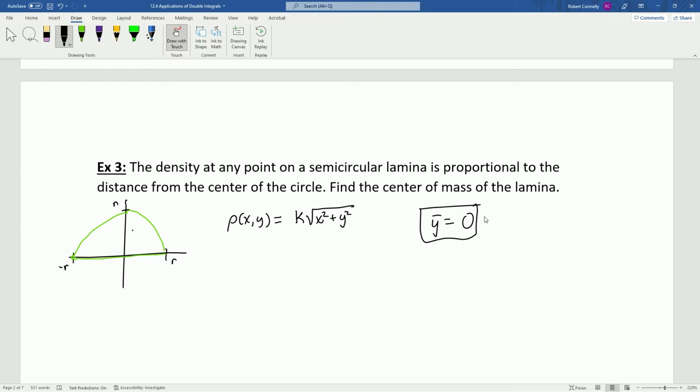Okay, so now what? Well, what we would like to do is take the moment about, so if this is y-bar, that's the moment about x divided by the mass. So I need x bar, which is the moment about the y-axis divided by the mass. So that means I need to calculate the mass and the moment. So the mass would be the integral over the region of k times this square root.